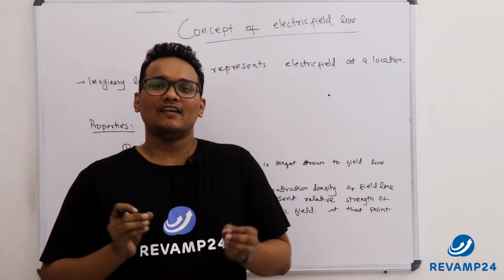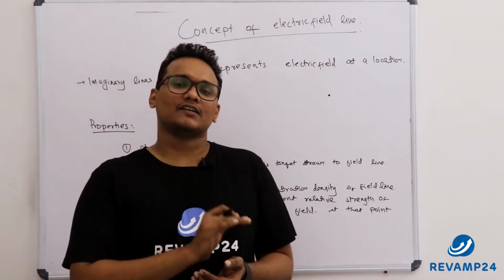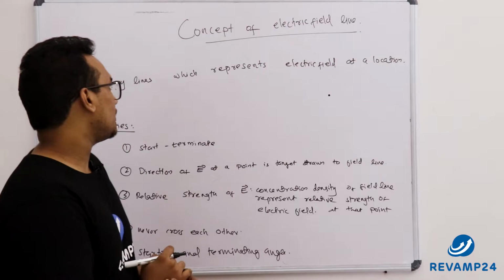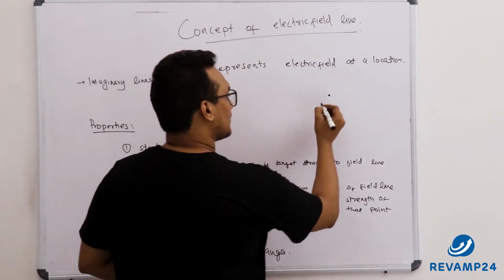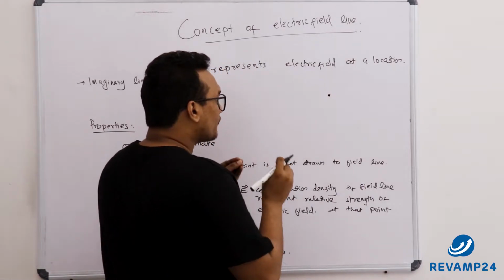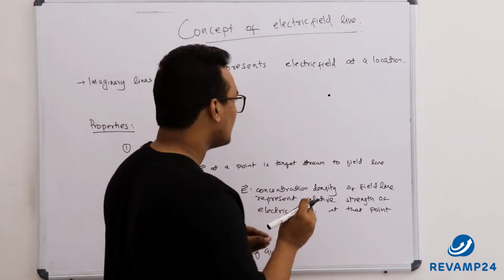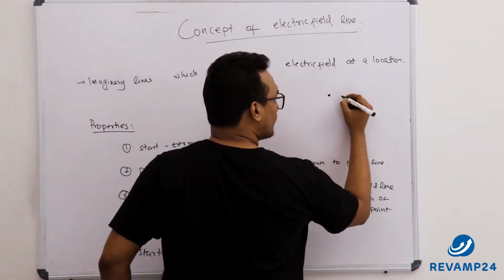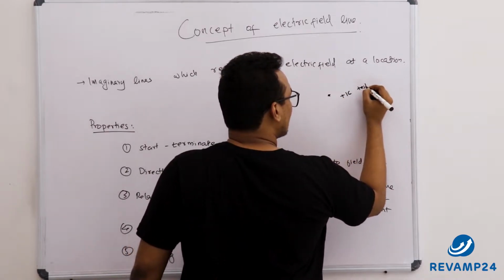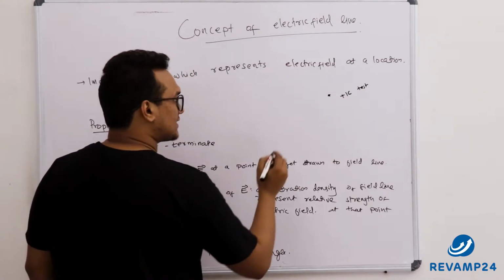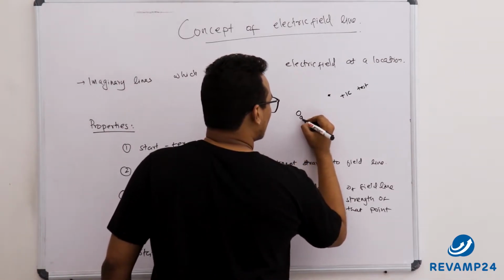In this video, I will explain the concept of electric field line. In the last video, I explained what electric field at a point is. Electric field at a point is nothing but the force experienced by a unit test charge. Unit test charge means a 1 coulomb test charge placed at a point. So let's say we have a charge of Q here.